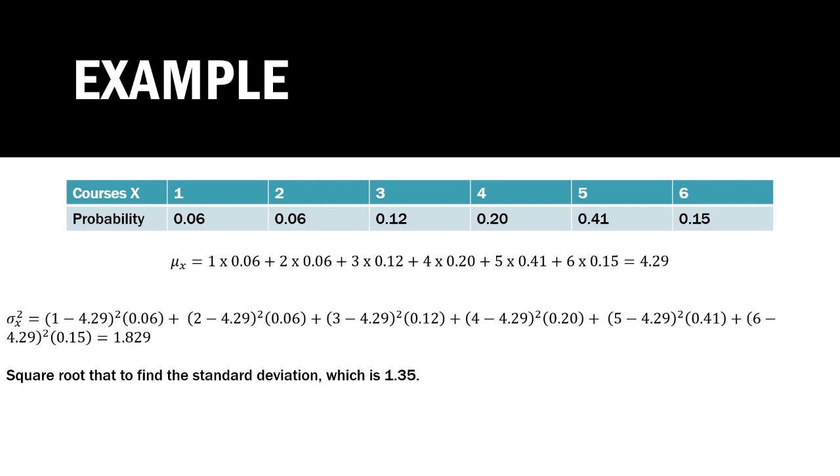So we find that the variance is 1.829. If we square root that to find the standard deviation, that means it is 1.35. So we can see that about 68% of the sample we chose took between, let's say, 6 and 3 courses. So yeah, there you go. That would be your standard deviation.